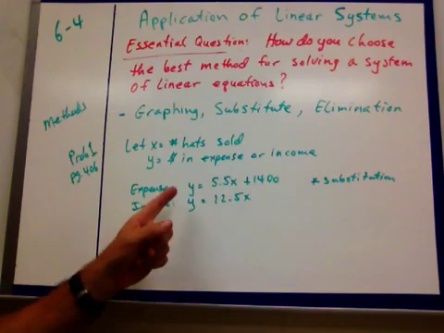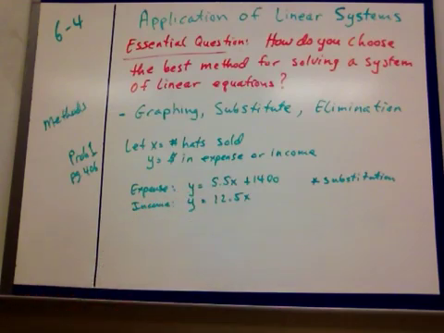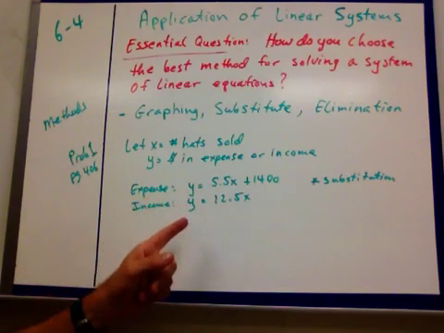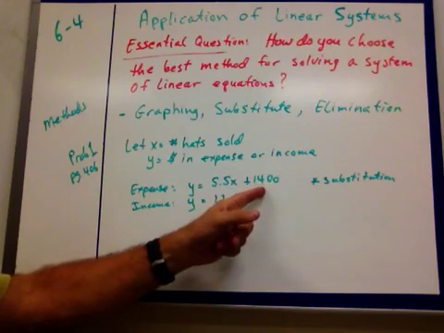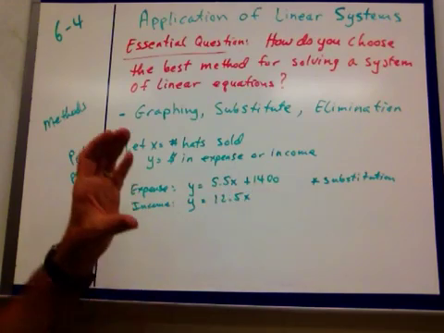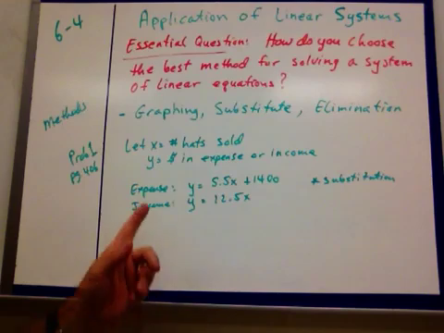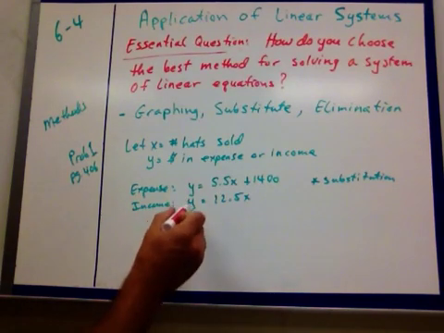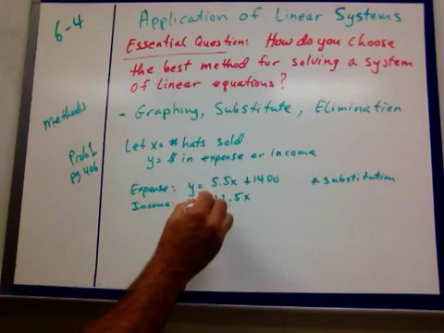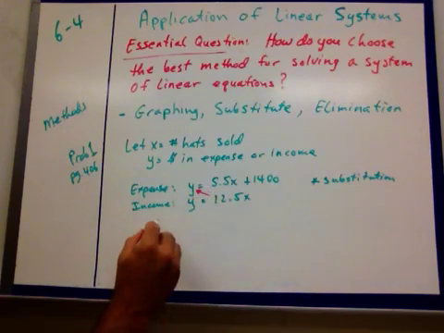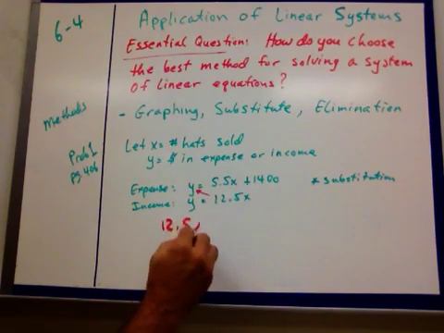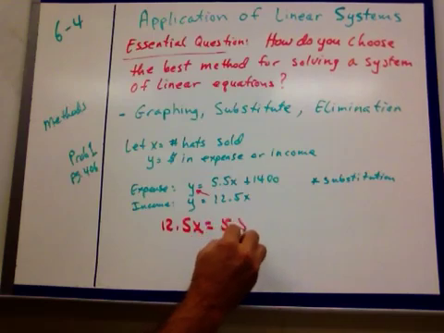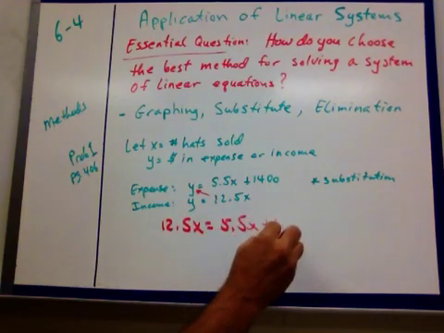So we've got them both in the y equals form. You could graph both of these, but that's a little big to be working on a graph. You could plug it in the calculator and do it, but I'm going to use substitution. I'm going to set them both equal to each other. Since they're both equal to y, I'm going to substitute, so I get 12.5x equals 5.5x plus 1,400.